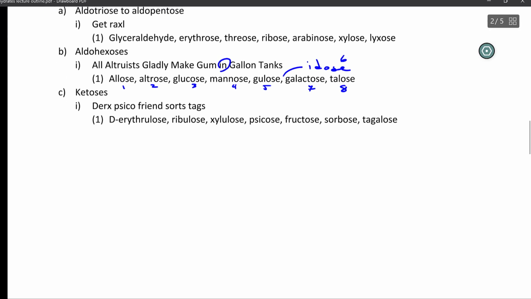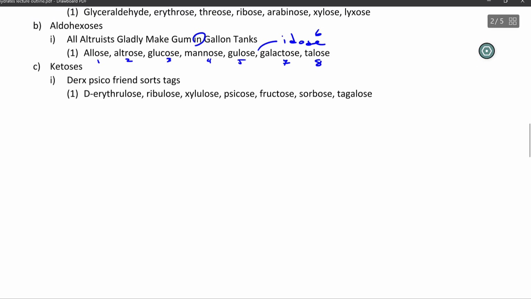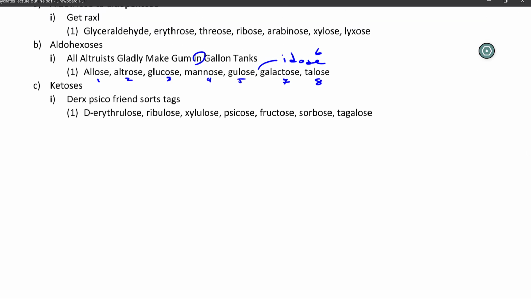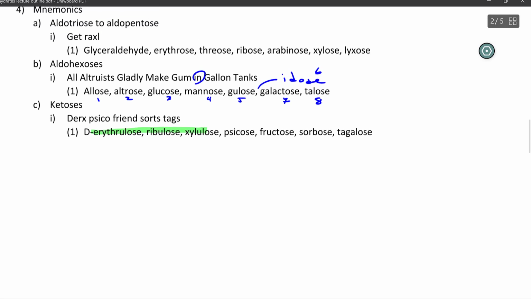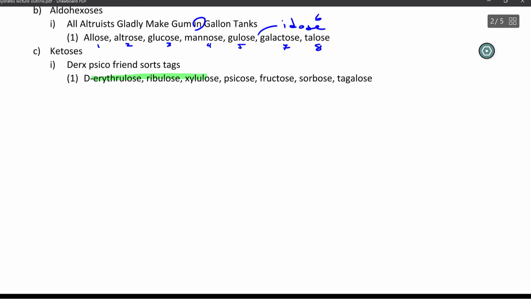And then the ketoses, I don't know mnemonics, so I came up with "Dirk Psycho Friend Sort Tags," and that's D-erythrulose, ribulose, xylulose. You'll notice how closely those are related to these, xylose, ribose, and erythrose. And if you look at the structures, you'll see that similarity. And then there's the psicose, fructose, sorbose, and tagatose.